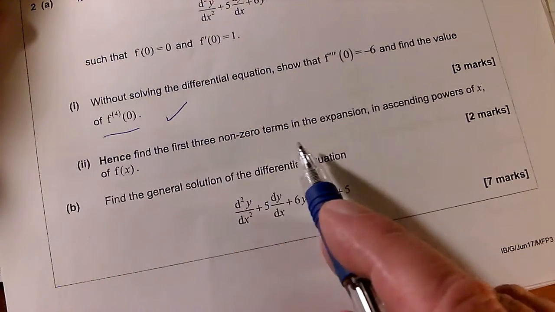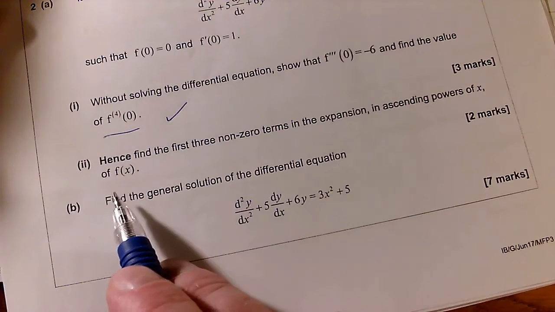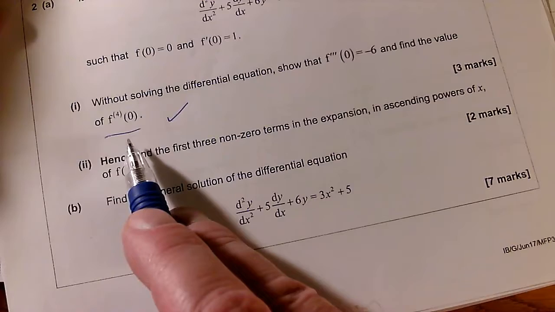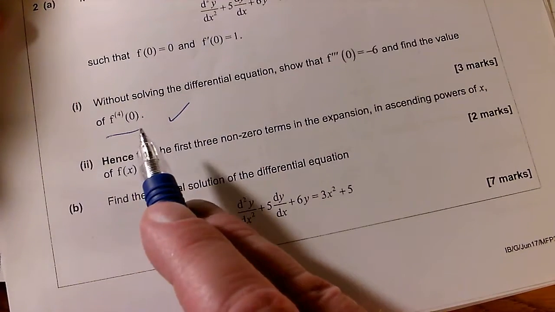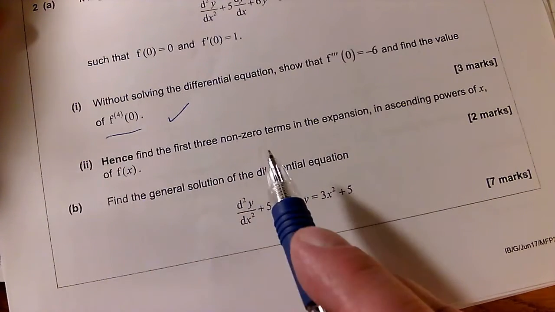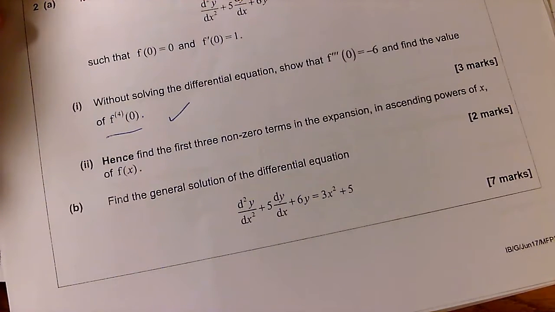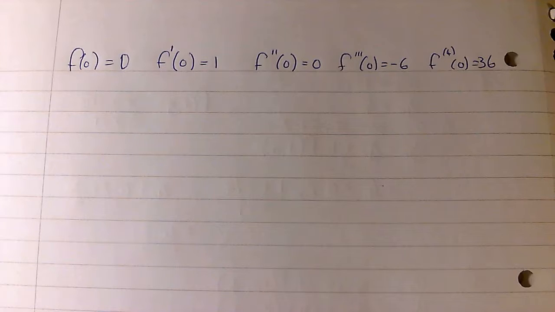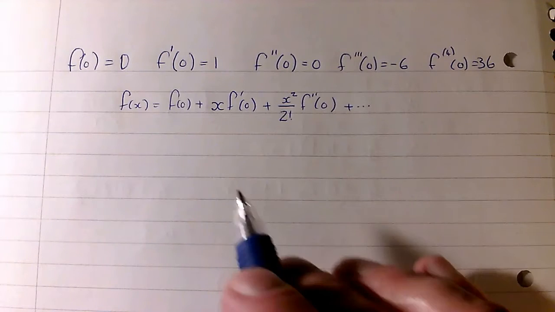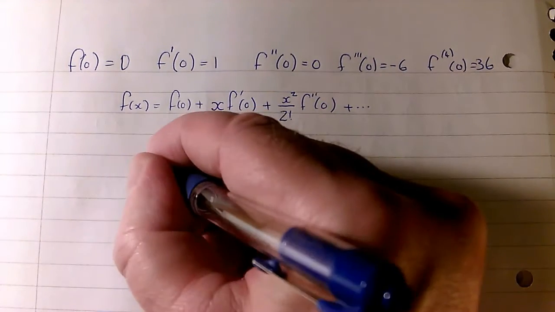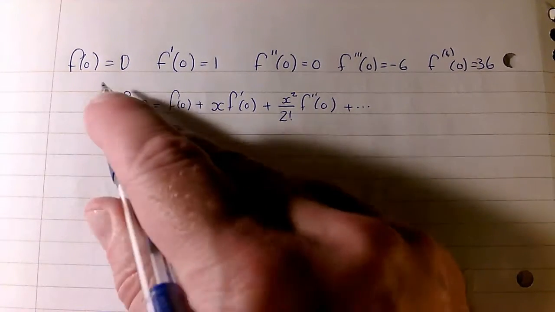Hence, find the first three non-zero terms in the expansion in ascending powers of x of f of x. Right, well, I've gone all the way up to the fourth derivative, but we've had some zeros, so I think I've gone just far enough for this. So this is just quoting your Maclaurin formula and putting in the values that we've already worked out. So this is just a summary of the things we've worked out. We know an awful lot about the derivatives of this function at 0. Here's the Maclaurin series formula from page 5 of the formula book. So we're going to have f of naught is 0.